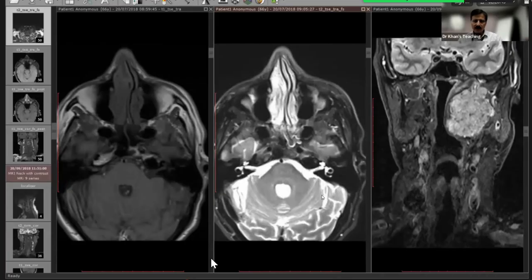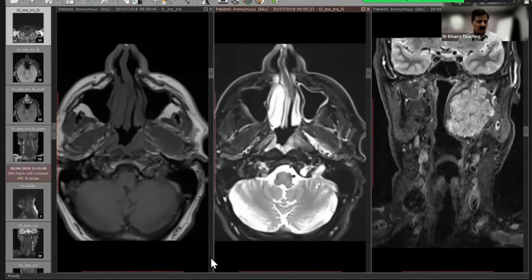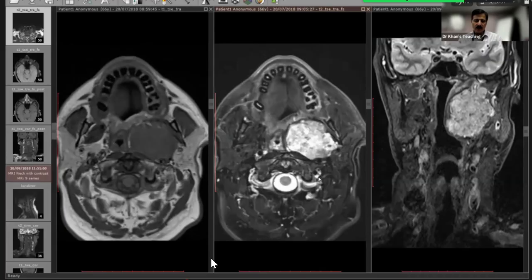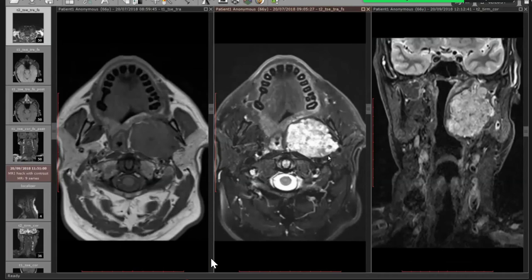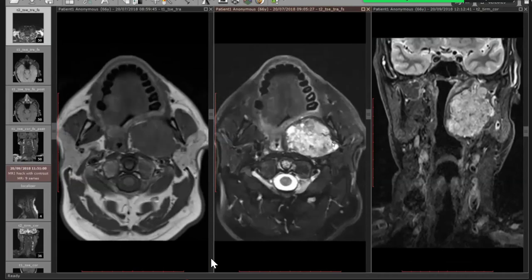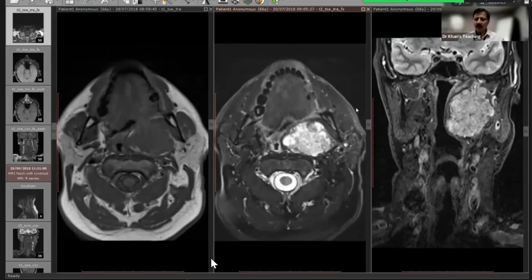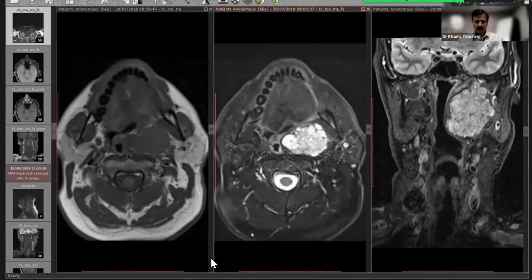No, you have to give me the diagnosis here. I am just interested in the epicenter of the lesion, and I'm not interested in the pathology right now. Okay, so the epicenter of the lesion is mostly in the left masticator space. Very good, well done. Okay, let me take over.